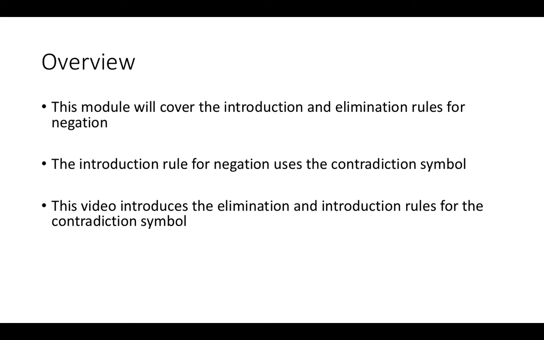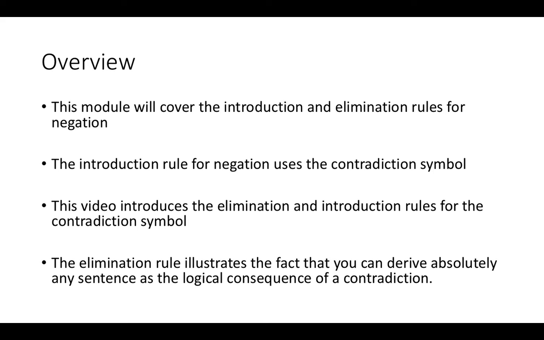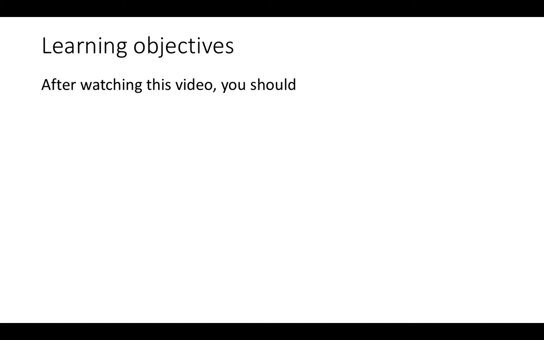Working on the contradiction symbol has two additional advantages. First, it gives us more practice in working with subproofs. And second, the rule of contradiction elimination brings into focus a feature of logical consequence that many people find puzzling when they first encounter it. This is the fact that you can derive absolutely any sentence as a logical consequence of a contradiction. So I'll explain why this holds. The exercise for this video will show you how the contradiction rules work in Fitch.